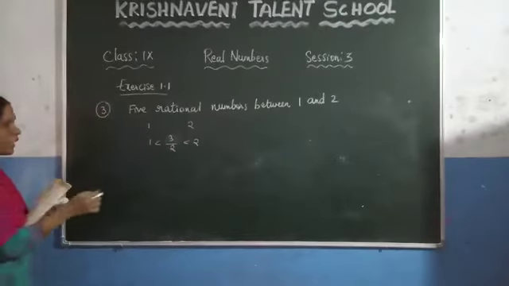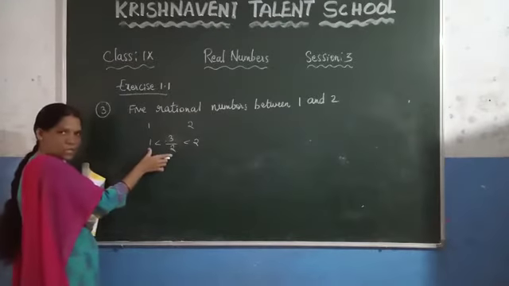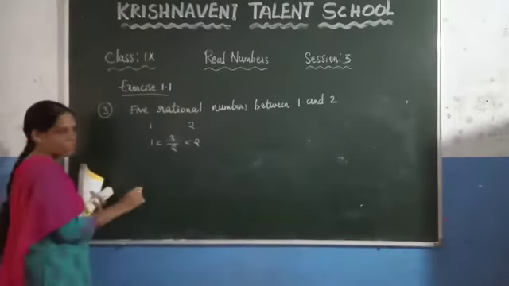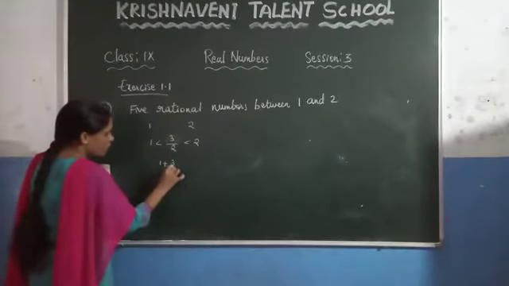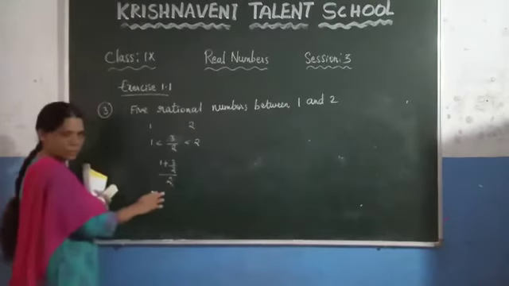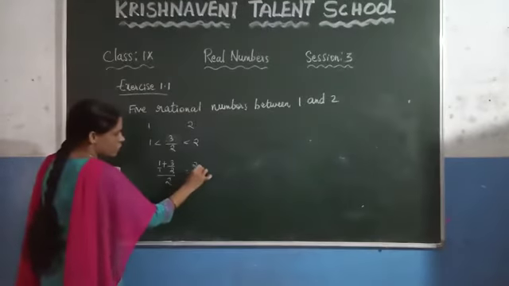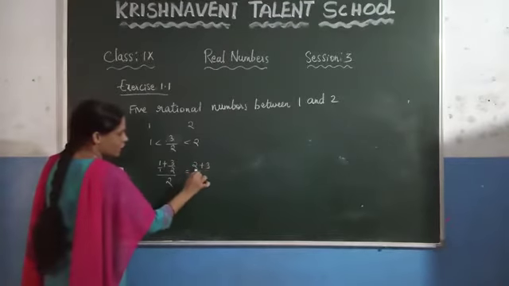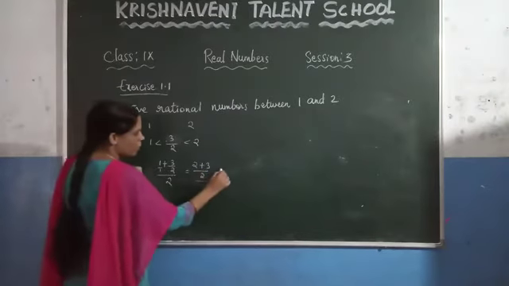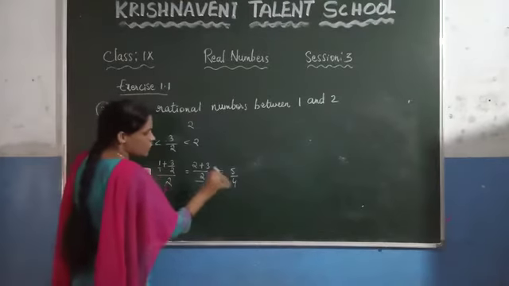So in between 1 and 2, the number located is 3 by 2. Again take 1 and 3 by 2 and find the middle number between these two numbers. So again you have to take the average of these two numbers. What you get here is 1 plus 3 by 2, all divided by 2. Now take the LCM. 2 into 1 is 2, plus 3 by 2, divided by 2. The value of 2 plus 3 is 5, and 2 into 2 is 4.